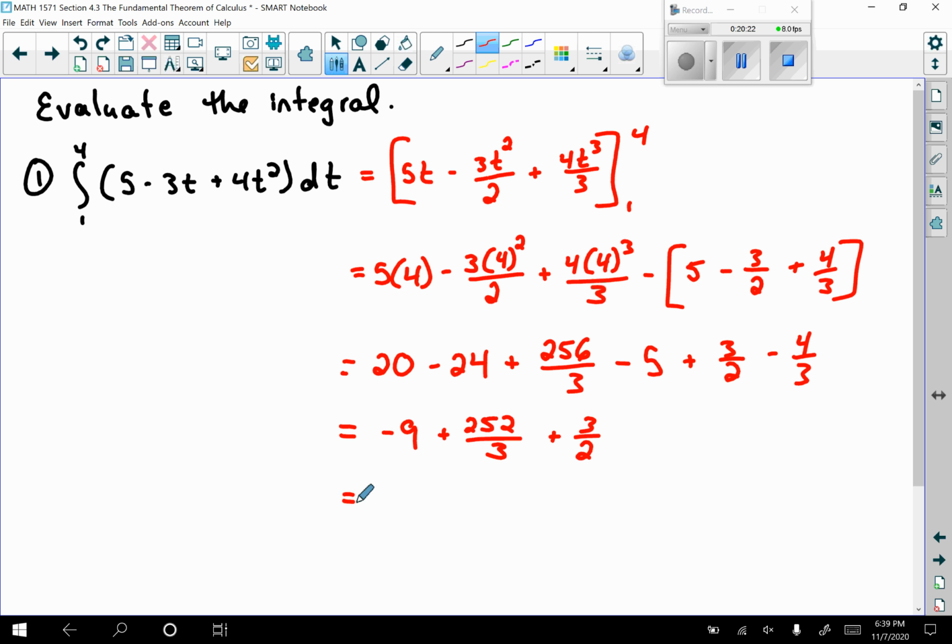And we can go ahead and get everything over a common denominator. Let's first get this over a 3 right now. So we're going to get -27/3 plus 252 over 3. And then we can still say plus our 3/2.